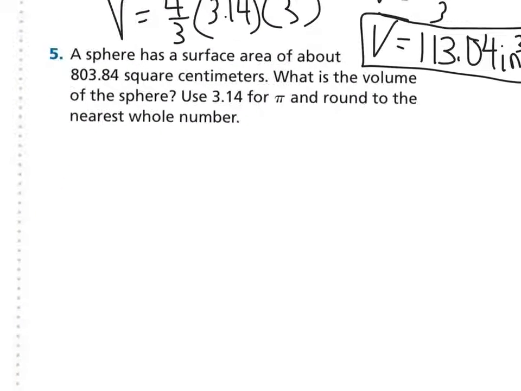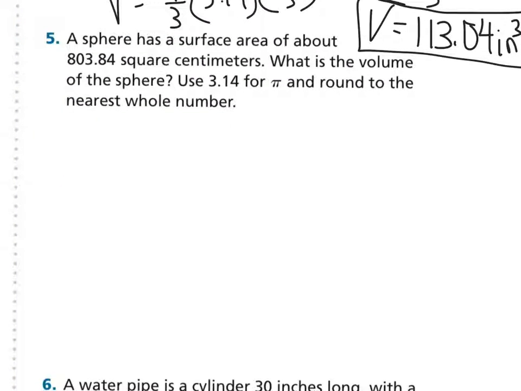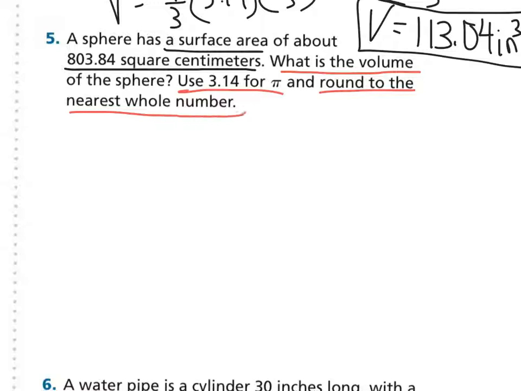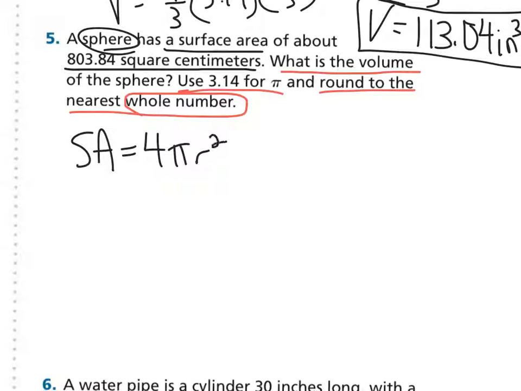So if we look at number 5, a sphere has a surface area of about 803 and 8400 square centimeters. And the question, what is the volume? Use 3.14 for pi, round to the nearest whole number. I'll have to make sure to do that. So this involves two different things. One thing is surface area of a sphere. Surface area of a sphere is 4 pi r squared. And then the other thing we'll be working with is the volume of a sphere.